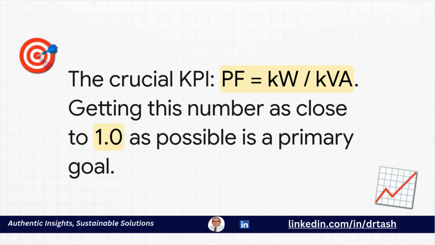So it all comes down to this simple, elegant ratio. Power factor equals kilowatt divided by kVA. Getting this number as close to 1 as possible isn't just a technical exercise, it's a primary objective of any serious energy management program. It's a direct readout of how efficiently you're using electricity.